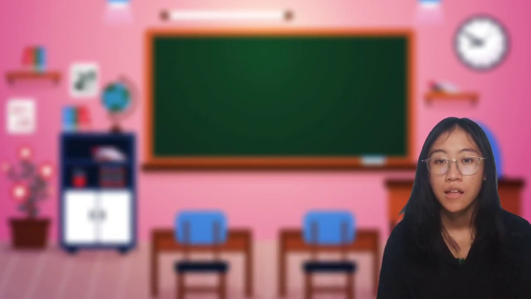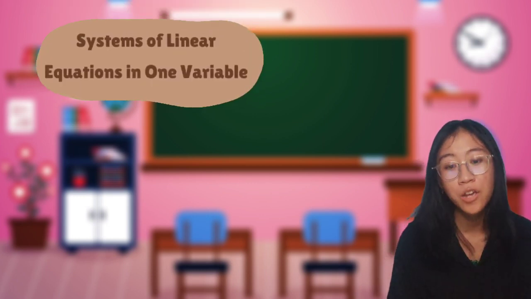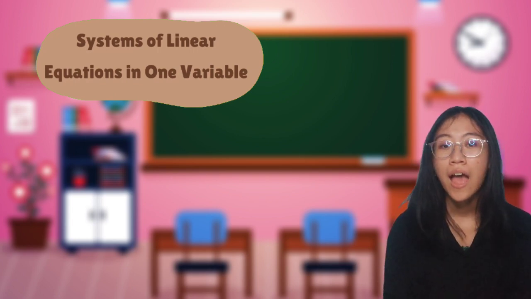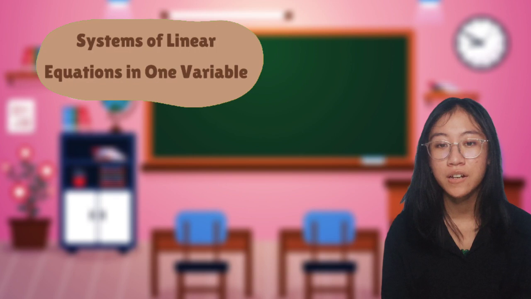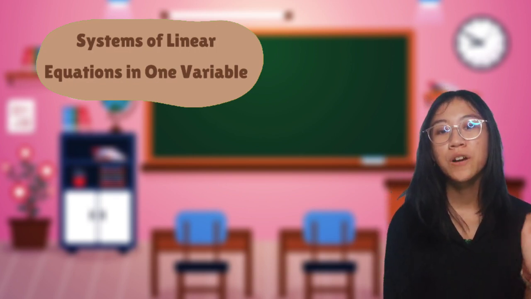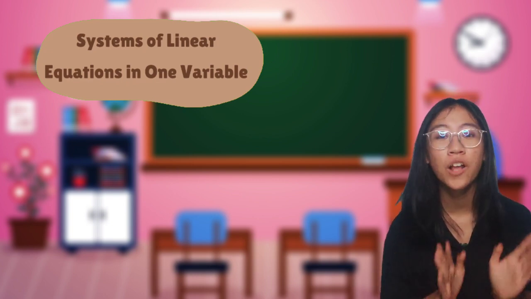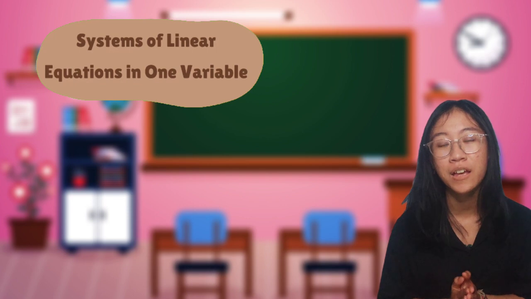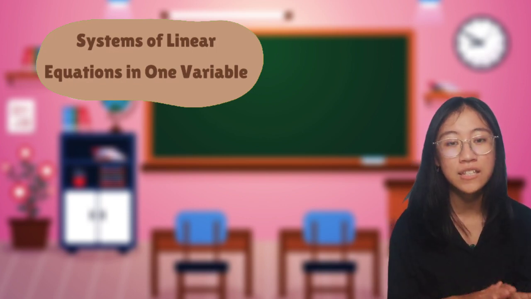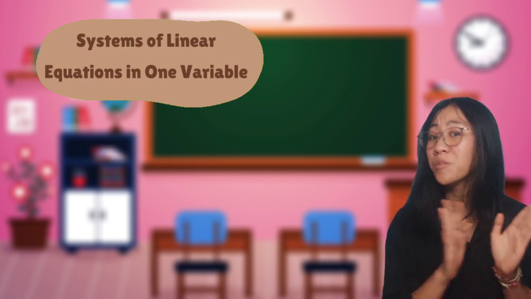So, the first one is systems of linear equations in one variable. As the name implies, a system of linear equations in one variable contains only one variable with the power of 1, which is in the form of an open sentence connected by an equal sign. An open sentence here means a sentence whose truth is not known, it could be true or it could be wrong.